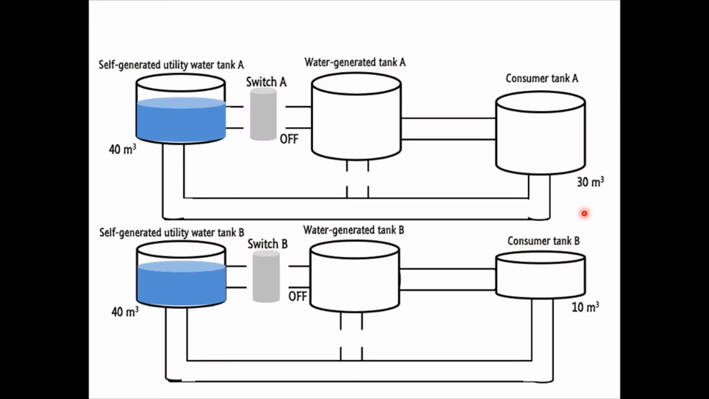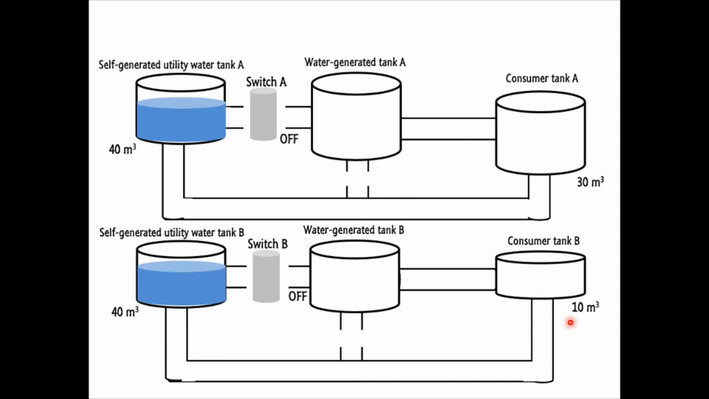Now, let's consider the operation of two water distribution systems. In both systems, the utility tanks have 40 meter cubics of water. However, consumer A only needs 30 meter cubic, while consumer B requires 10 meter cubic of water. Based on the consumer's demand, this system will perform a step-down function.